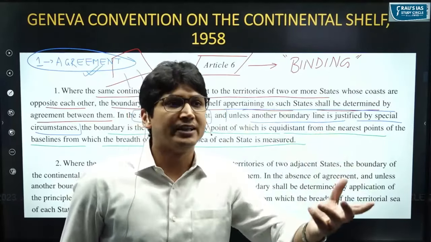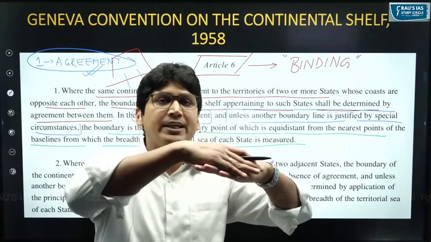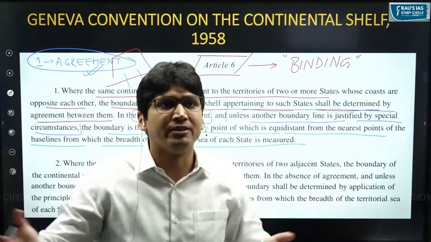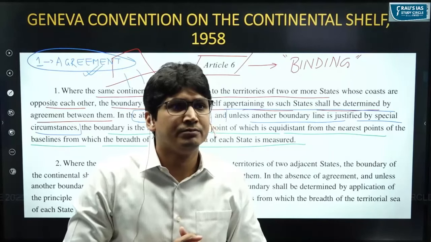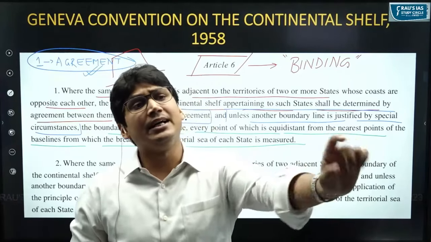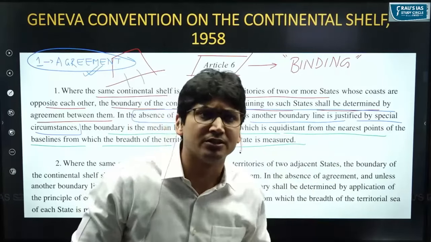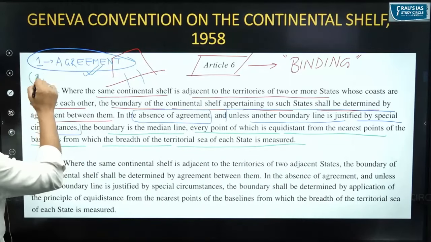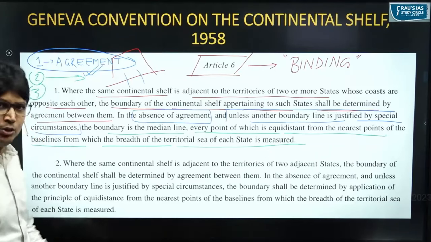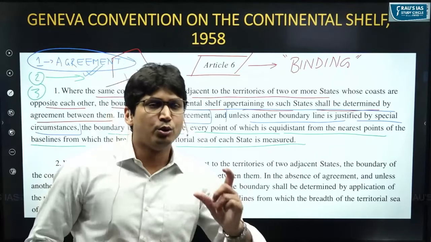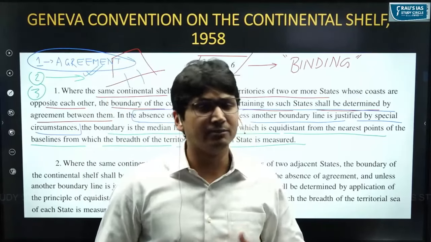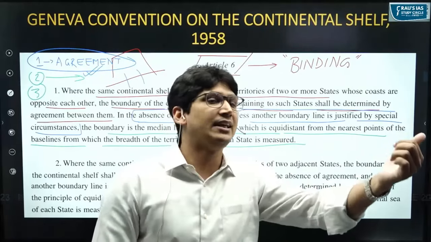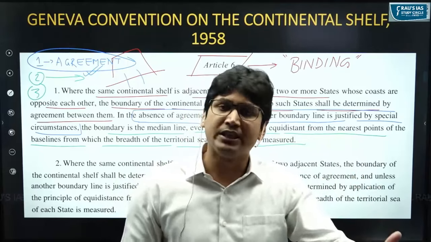In the absence of an agreement, so there can be an agreement. Two states can enter into an agreement having an alternative method of boundary sharing or division of the continental shelf. And it then says, in the absence of agreement, and unless another boundary line is justified by special circumstances, only then does it come at a third point. First, agreement. Second, in the absence of agreement, only if it is justified. And then third. You're understanding this. So going through this provision, can we say that yes, Germany can claim that the equidistant principle is not the first and foremost principle as highlighted in Article 6? And this is exactly what was claimed by Germany.